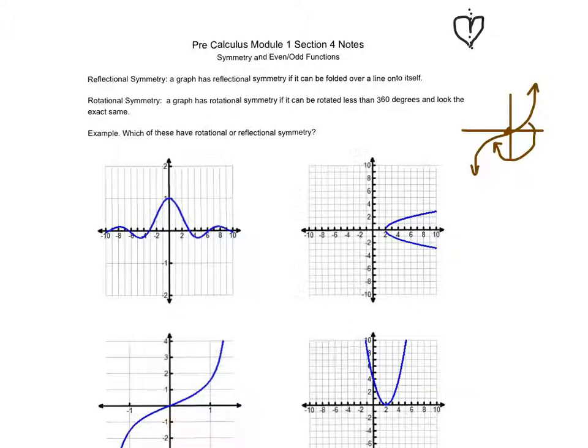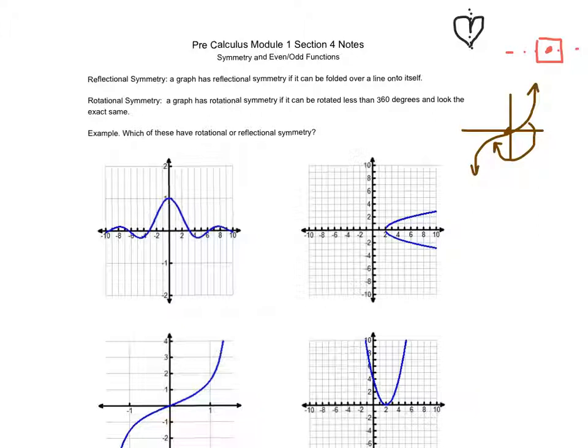Some shapes have both rotational and reflectional symmetry, like a square. If you think of a square, I could fold it over this line and it'd be the same, or I could rotate it about its middle and it would be the same. Those are both types of symmetry. So if we look at some different functions and try to figure out if these have rotational or reflectional symmetry, pretty easy to tell which one is which.